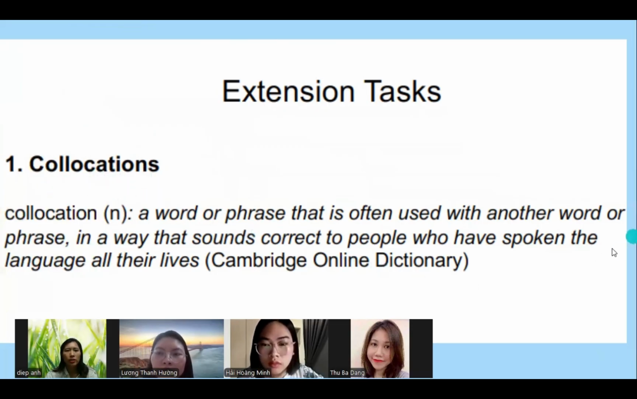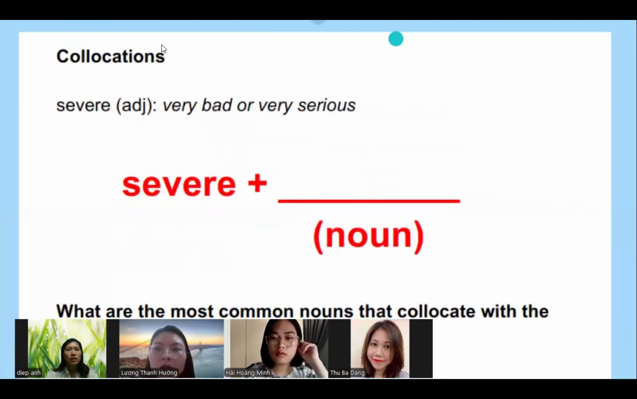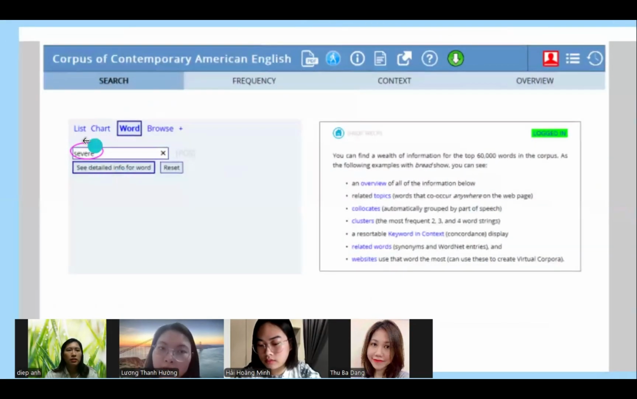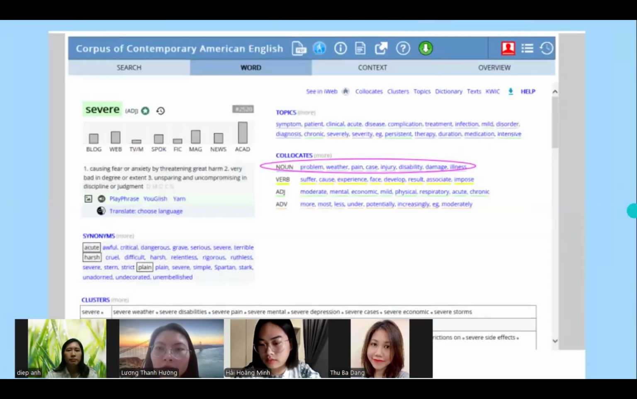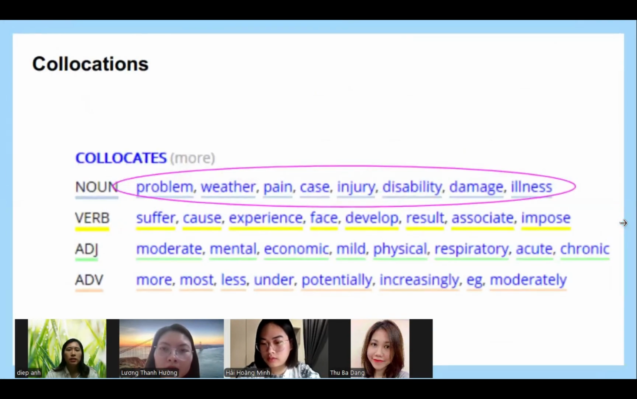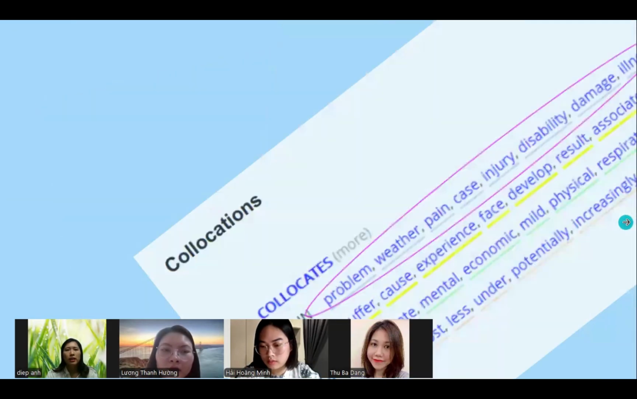The first choice we can use is collocation. So here is one example of collocation, severe plus noun. And here we can use a corpus. A corpus is an app, or you can use a website, to find the collocation of severe. Here we have noun collocations to go with severe. So we have severe problem, severe weather, severe pain, severe case, etc.